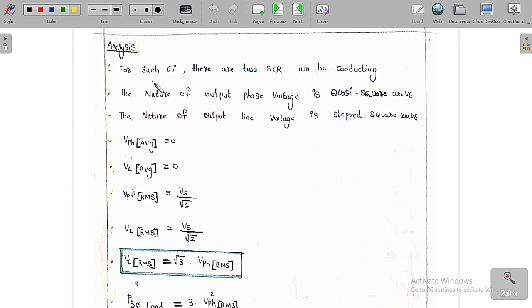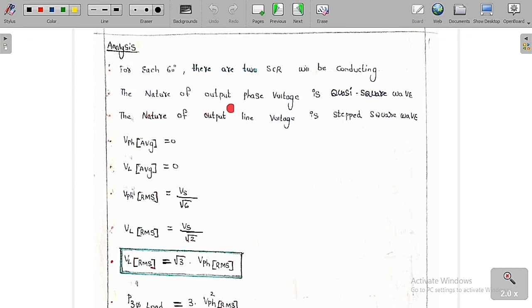Now we are going to do some more analysis of this 120 degree mode of operation. For every 60 degrees, only 2 SCRs will be conducting, whereas for the 180 degree mode of operation, for every 60 degrees, 3 SCRs conduct. But for this 120 degree mode of operation, for every 60 degrees only 2 SCRs conduct.